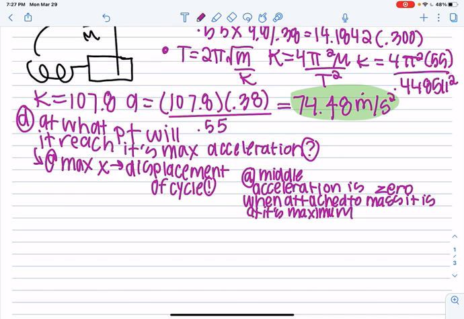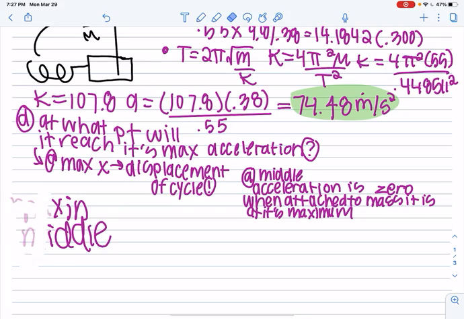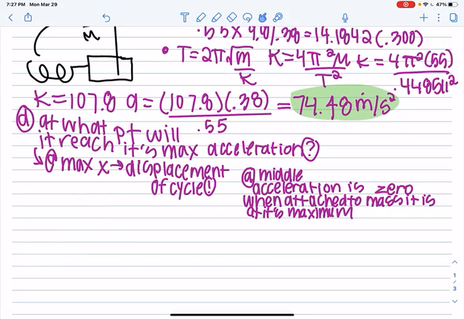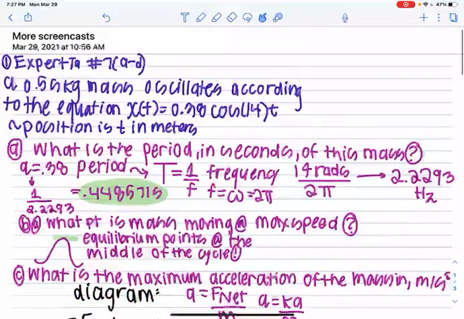Unlike the acceleration, the speed is always at its maximum in the middle. That is something to keep in mind because it will never change. And essentially that is the difference between max acceleration and max speed. That is a look at number 7, A through D. Thank you.